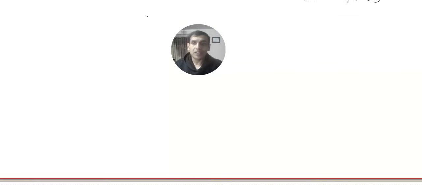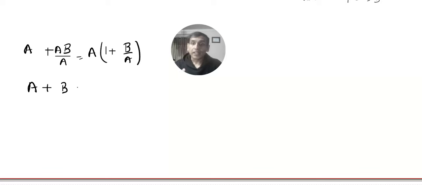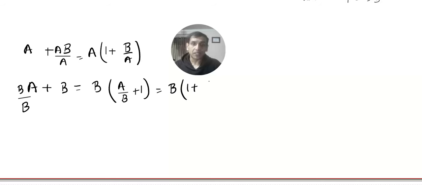And that's very simple. Suppose I have A plus B. If I want, I can take A common or B common. Very simple. All I have to do is multiply by A and divide by A. Now A is common. Now I can apply the same logic and multiply numerator and denominator by B so that B becomes common, and I'll get A by B plus 1. That will be B into 1 plus A by B. So look at this. We can always create 1.